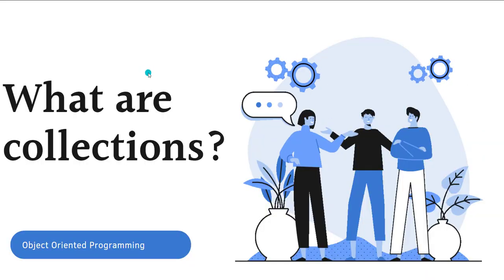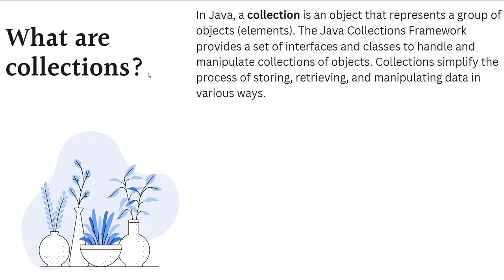Hey guys, now it's time to see what are collections. So what are collections? In Java, a collection is an object that represents a group of object elements. The Java Collection Framework provides a set of interfaces and classes to handle and manipulate collections of objects. Collections simplify the process of storing, retrieving, and manipulating data in various ways.